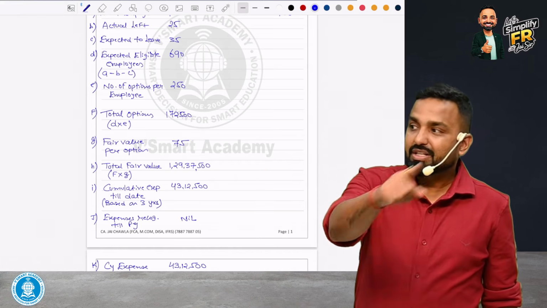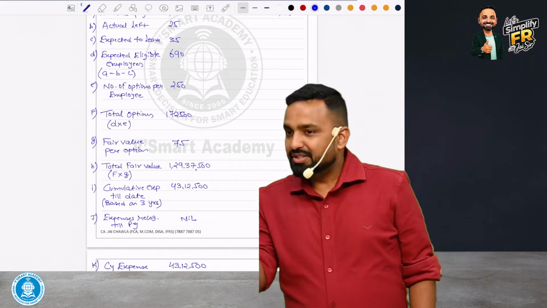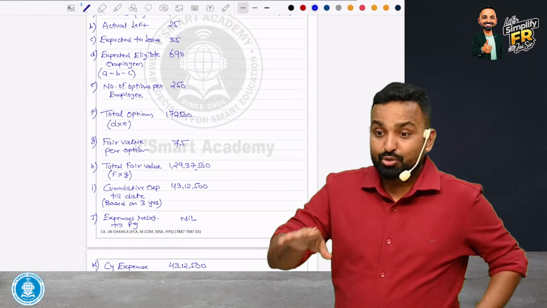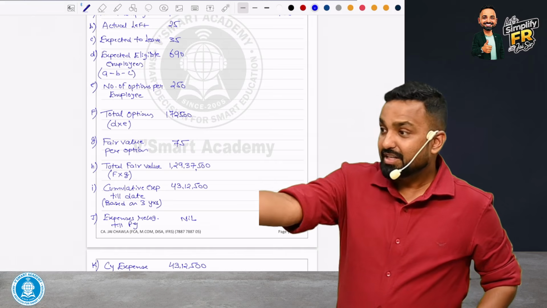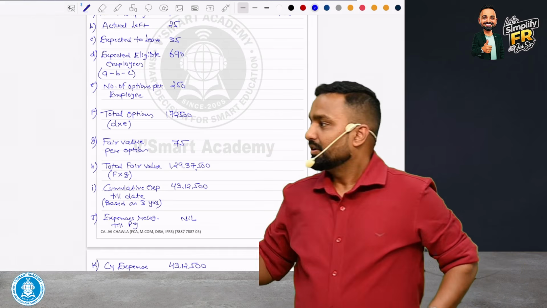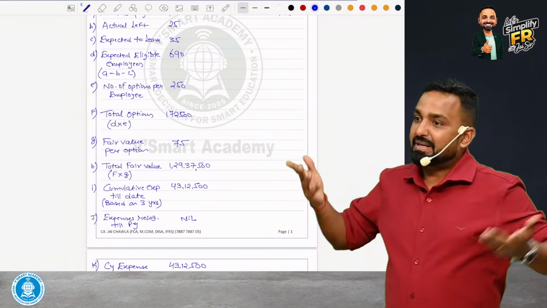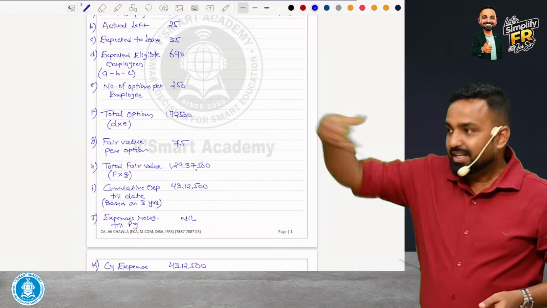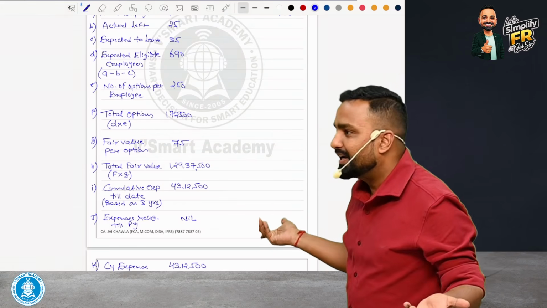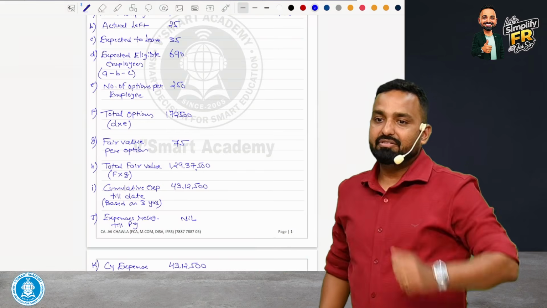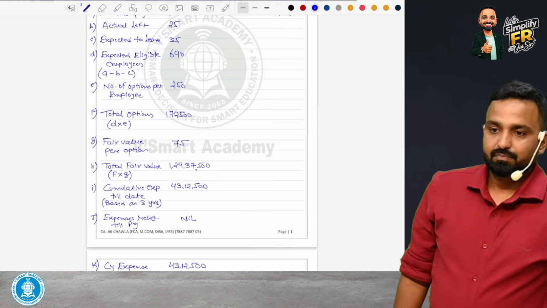Vesting condition not satisfied. So technically for some employees, vesting condition not satisfied because so many employees have gone now. See, 275 employees gone. For those employees in the first year, I was expecting that I need to give them the share, but they have gone. So their vesting condition is not satisfied. So hence the answer is negative. Understood?